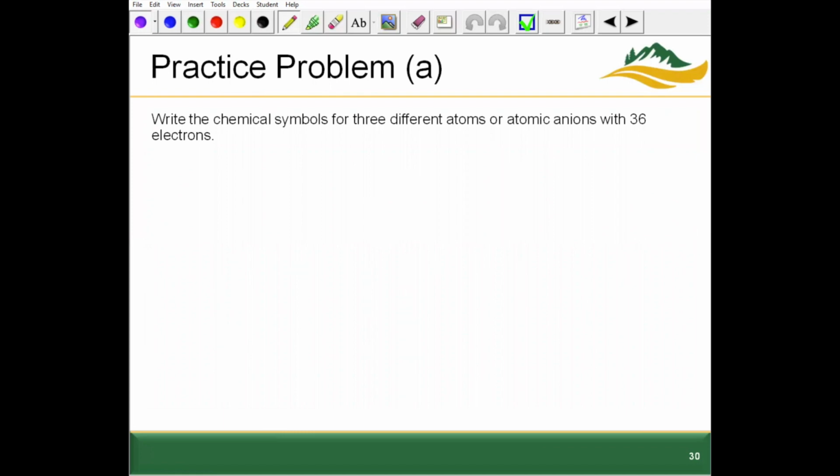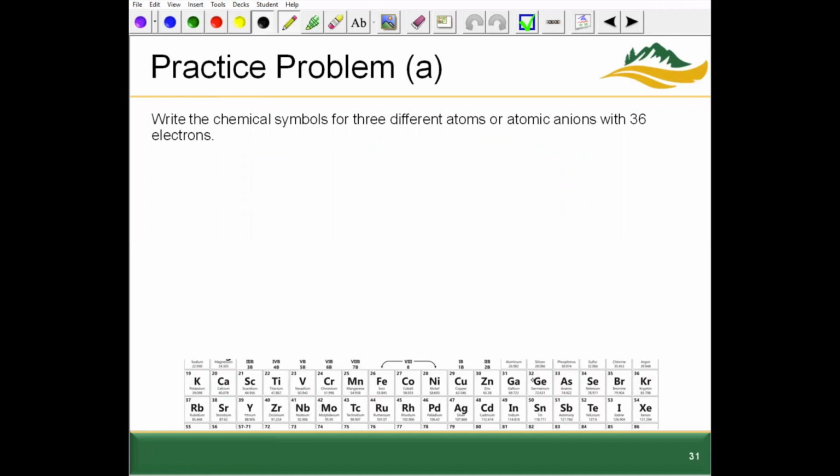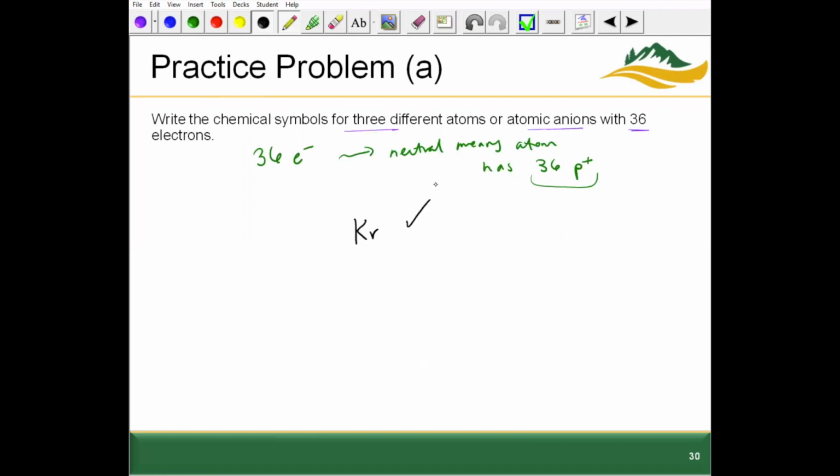Let's try this practice problem. Write the chemical symbols for 3 different atoms. There's more than just 3, but for 3 different atoms or atomic anions with 36 electrons. So for 36 electrons, for the neutral atom, that means it will also have 36 protons. So let's start there. I just cropped and have one small region of the periodic table. So krypton has an atomic number of 36. It has 36 protons. So krypton is definitely one species that has 36 electrons.